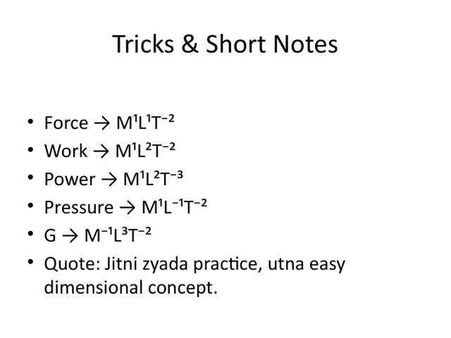Moving on to power, which is m1L2T-3. Power is essentially the rate at which work is done, so it includes an extra factor of time in the denominator, indicating how quickly work is performed. Then, pressure is given as m1L-1T-2. This tells us that pressure relates to force distributed over an area, which is why length is to the power of -1. Finally, G, the gravitational constant, is expressed as m-1L3T-2. This one often trips people up, but remember, it relates to the force of gravity and how it acts over distances.